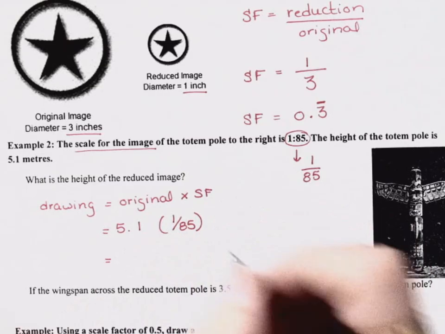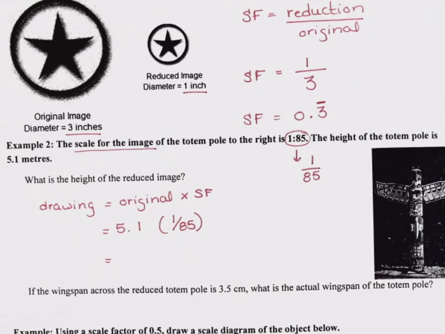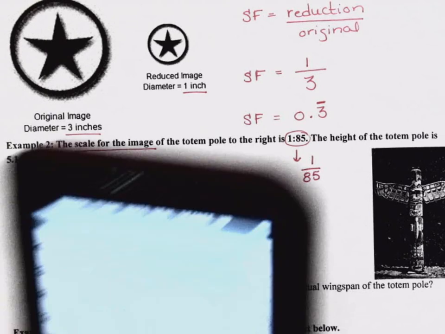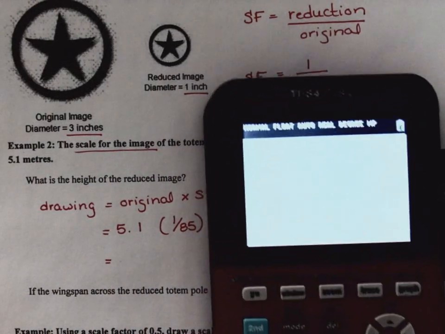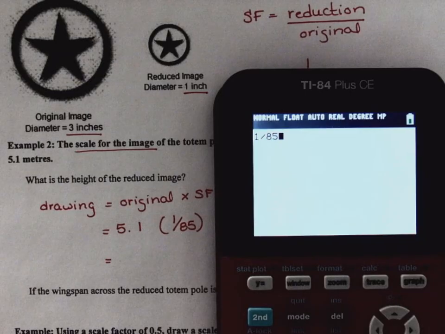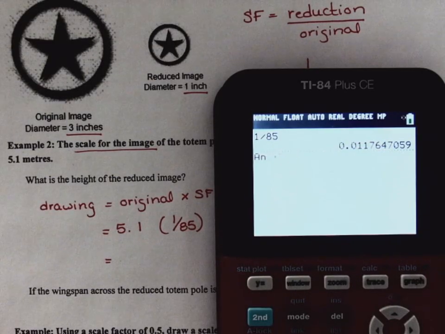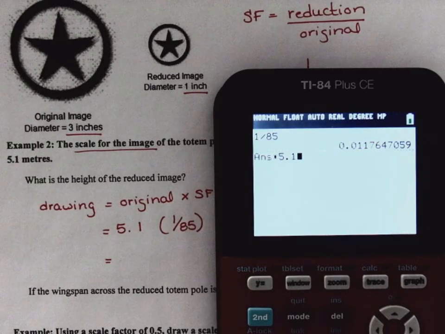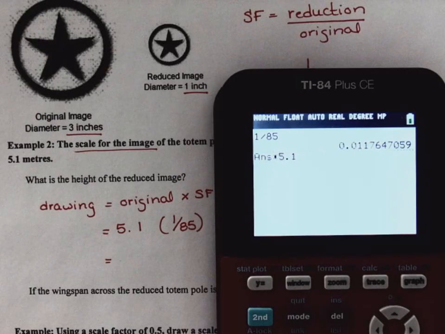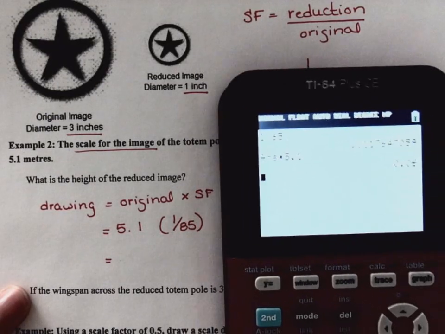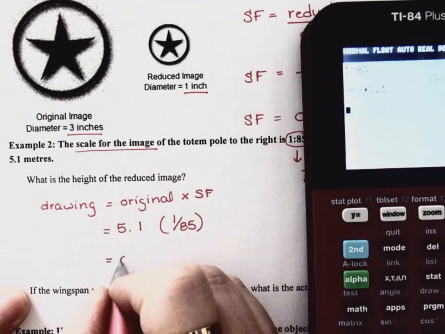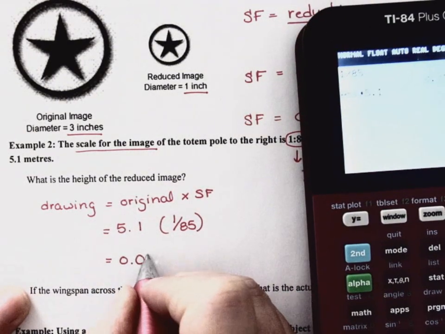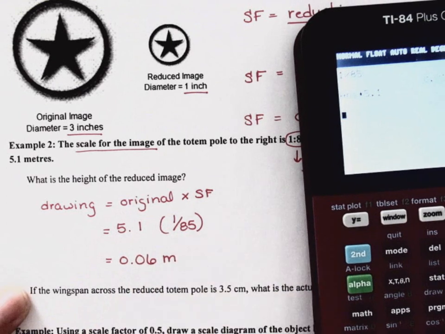All right, now this is in meters. This is in meters. So anything that we get, my answer is going to be in meters as well. Okay, so the first thing I'm going to do is I'm going to take 1 and divide it by 85. I'm just going to get that decimal there. That's kind of an ugly decimal. I don't need to write down the decimal. Then I'm going to times that by 5.1. My calculator will pull the answer from the other line. There is an answer button on most scientific calculators. All right, so 0.06. So the drawing has a length, or a height, sorry, of 0.6 meters.